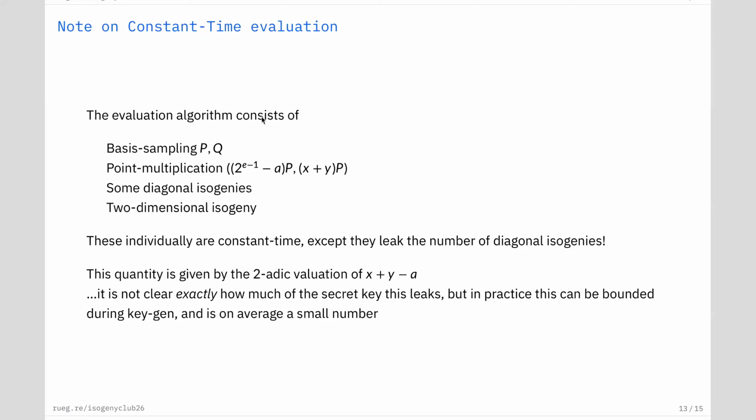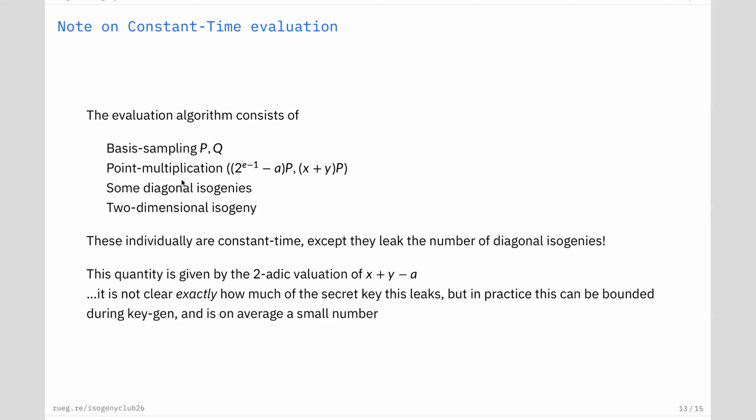So the evaluation algorithm consists of basis sampling. That doesn't need to be constant time because it's on public data. And then you do some point multiplications to compute the kernel. That can be done in constant time quite easily. Then a detail that I haven't talked about yet, but there are some diagonal isogenies before gluing in dimension 2. And that's a bit unfortunate. So these are kind of parallel one-dimensional isogenies between products of elliptic curves. And then at some point, the gluing happens and there's the full two-dimensional isogenies.